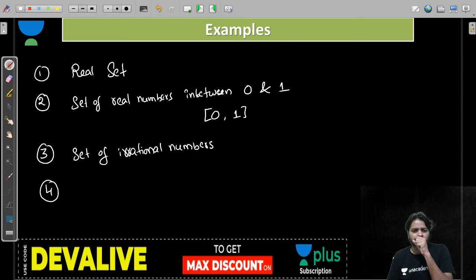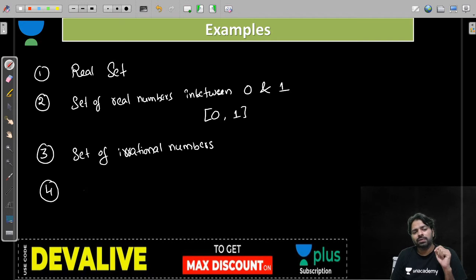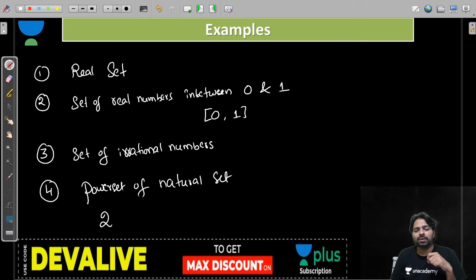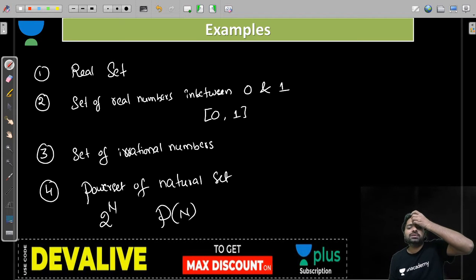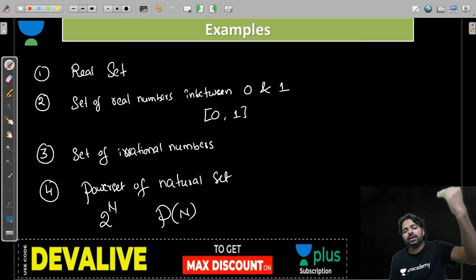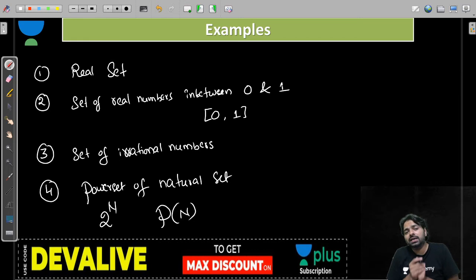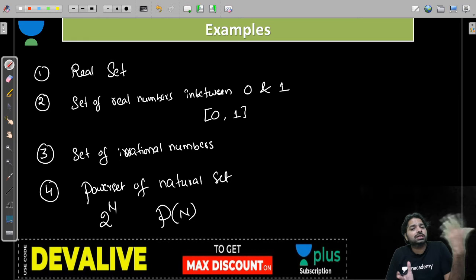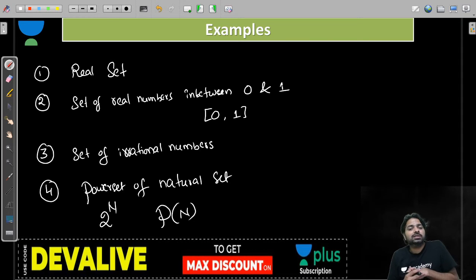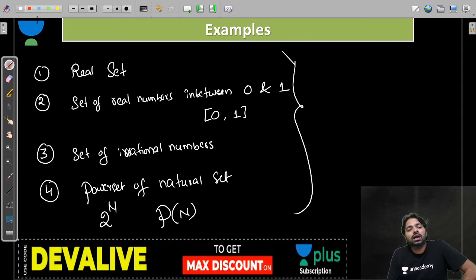And apart from this, the power set of any countably infinite set, the power set of the natural set, you can represent many ways: 2 power n, or power set of n, P of n. This is also uncountable. And the power set of the integer set, power set of the rational set, power set of the even set, power set of the odd set, power set of the prime set. These all are uncountable.